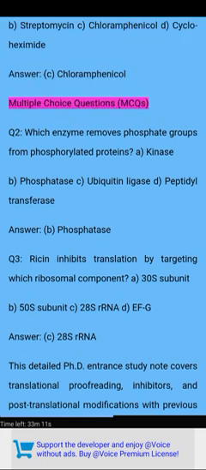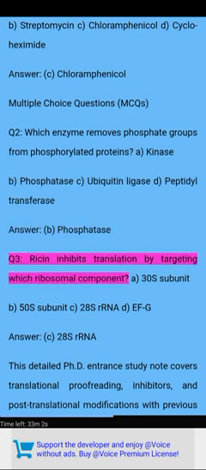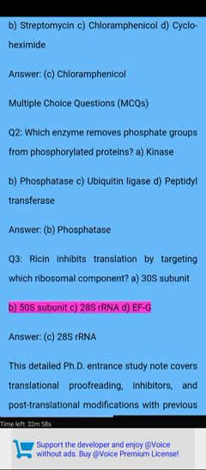Chloramphenicol. Multiple choice questions. Q2. Which enzyme removes phosphate groups from phosphorylated proteins? A. Kinase. B. Phosphatase. C. Ubiquitin ligase. D. Peptidyltransferase. Answer: B. Phosphatase. Q3. Ricin inhibits translation by targeting which ribosomal component? A. 30S subunit. B. 50S subunit. C. 28S rRNA. D. EF-G. Answer: C. 28S rRNA.